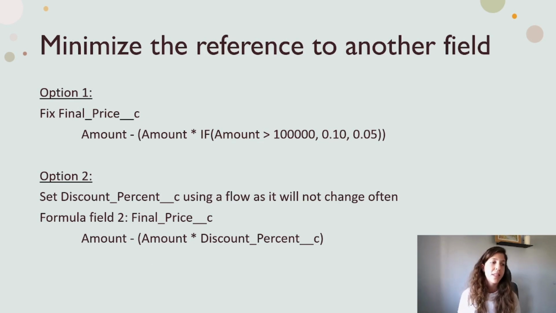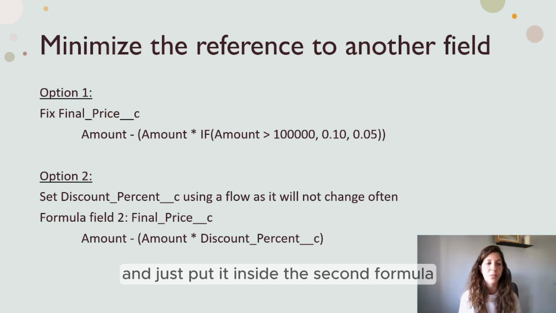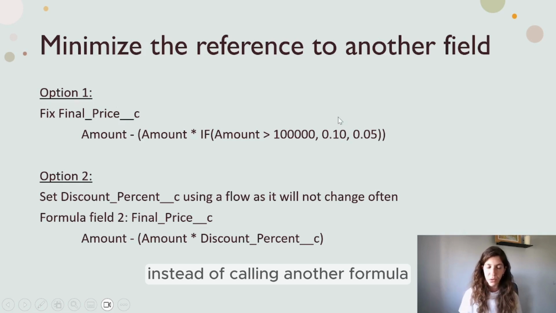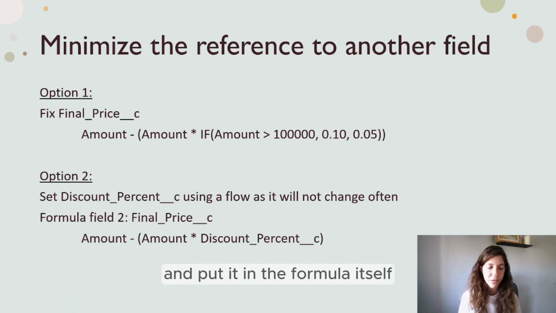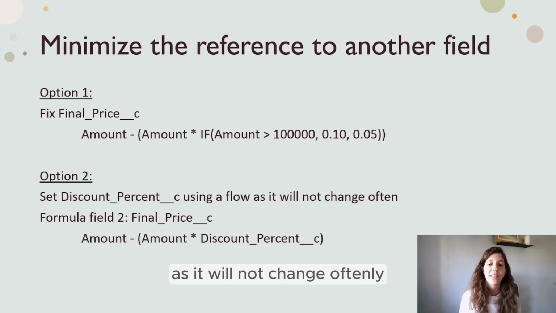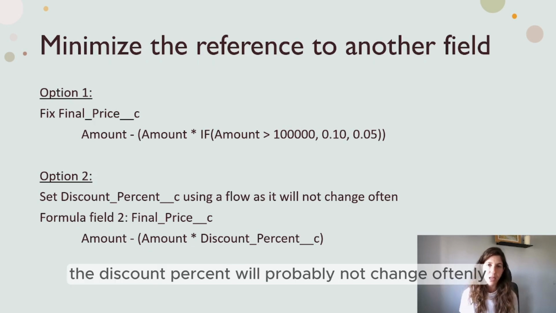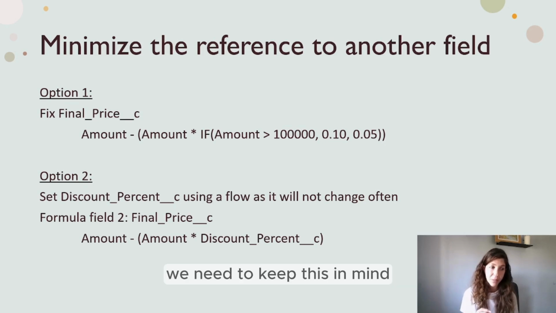Option one is to take the logic of formula one and just put it inside the second formula. Instead of calling another formula, we just take the logic and put it in the formula itself. Option two is to set the discount percent using a flow, as it will probably not change often. The amount probably will not change often either, and we need to keep this in mind.